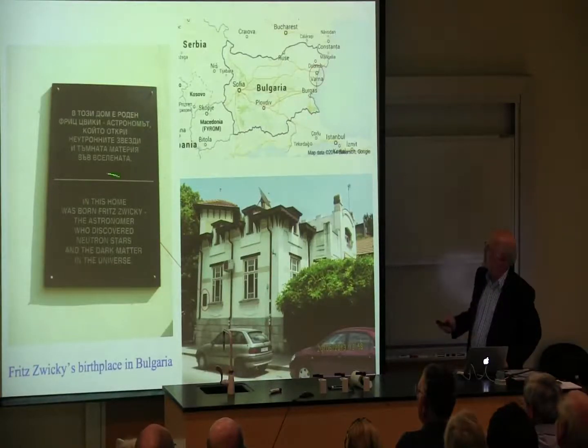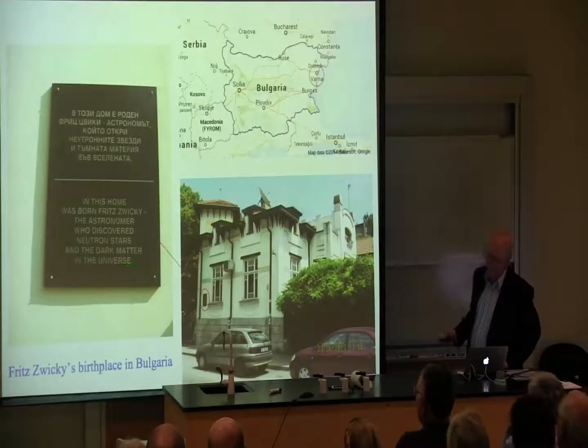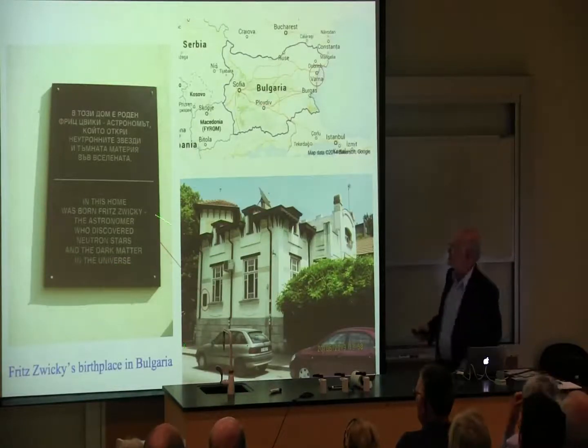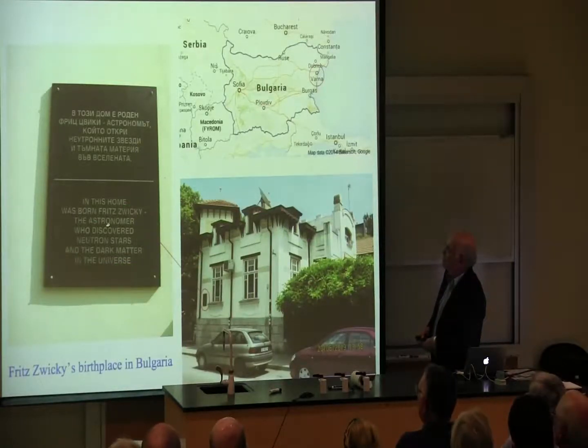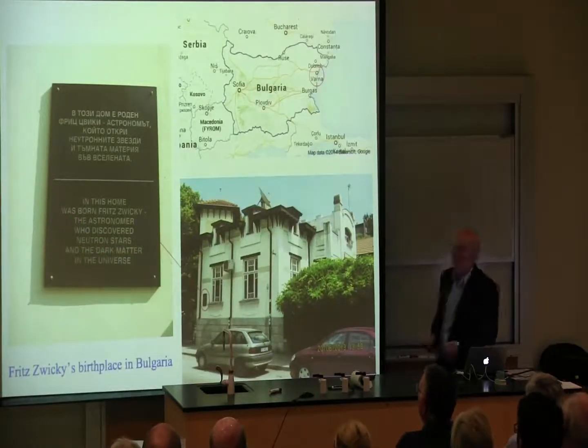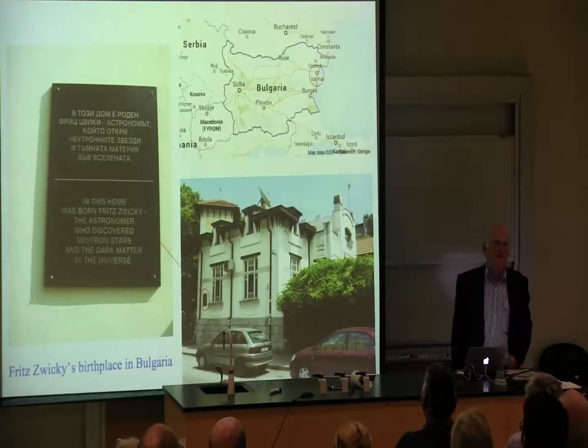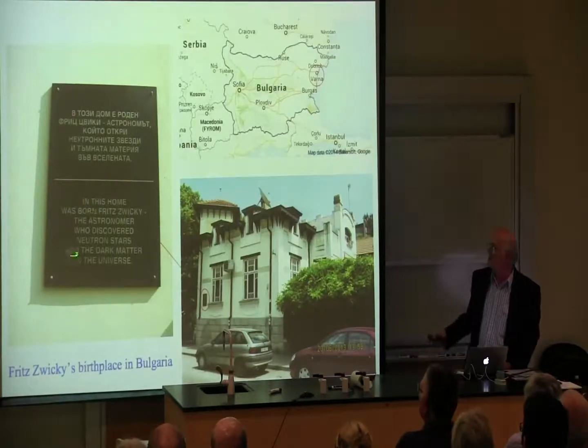And there's a plaque in Bulgarian and in English, and it says, in this home was born Fritz Zwicky, the astronomer who discovered neutron stars and the dark matter in the universe. And you couldn't put it better than that. He's an amazing, amazing individual.